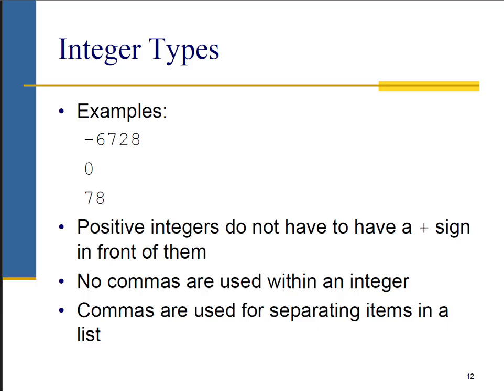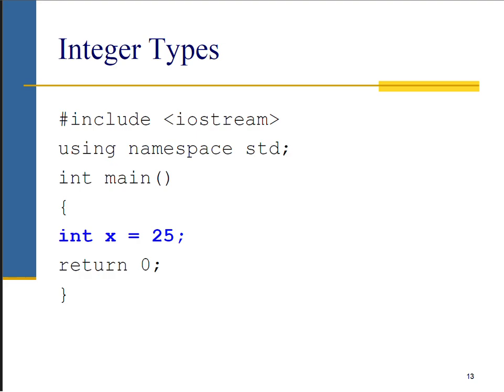Also we have integer types. These are the types of integers. Also positive integers do not have the plus sign in front of them. No commas are used within an integer, and commas are used for separating items in a list. So this is a simple C++ program with integers. So int x, integer x is equal to 25. So the x represents the integer 25.